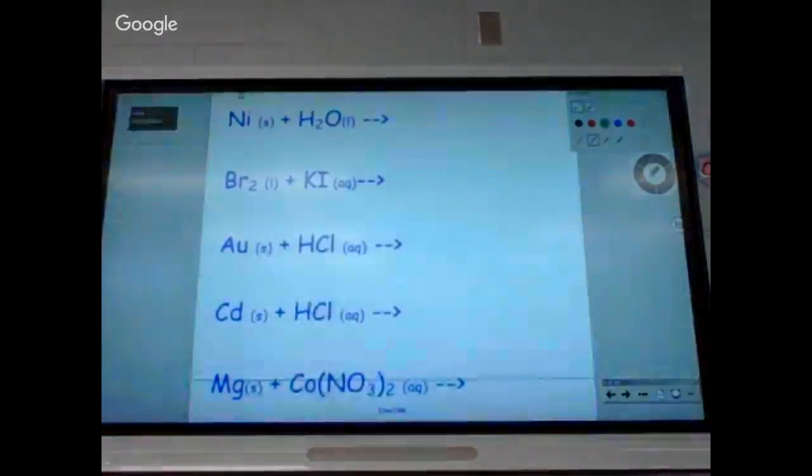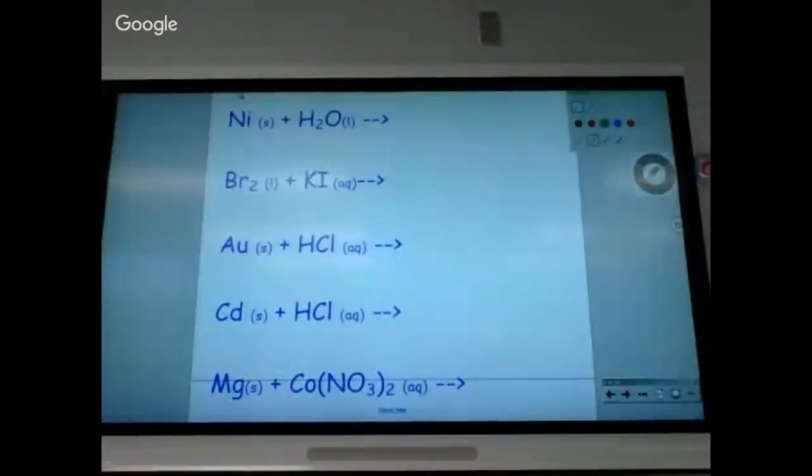-1. So -1, K is positive. VR has to be above the one it's switching with. VR above I. Here, VR above I.